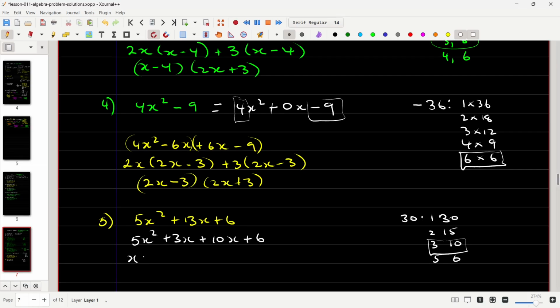Group this, I'm going to get x into 5x plus 3, and group that with 2, and I'm going to say positive 2 into 5x plus 3. So I'm going to get 5x plus 3, and then I'm going to get x plus 2. And that's the answer for that one.